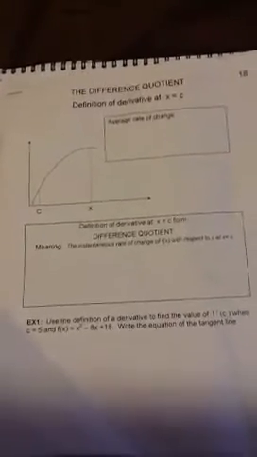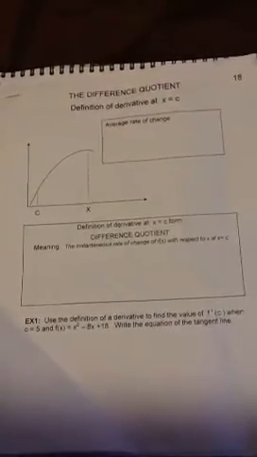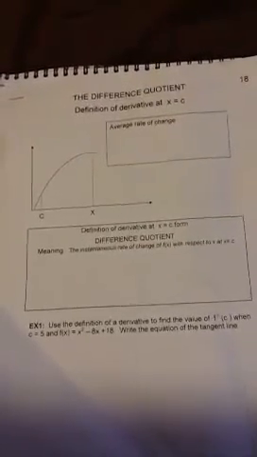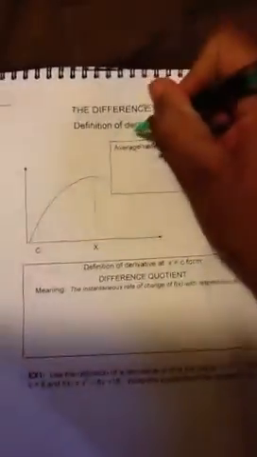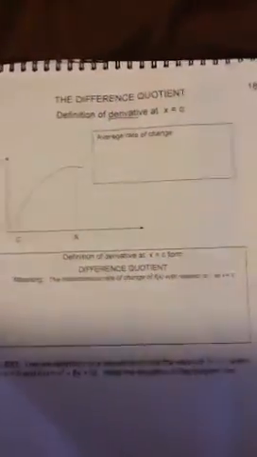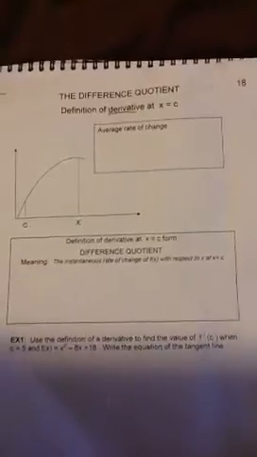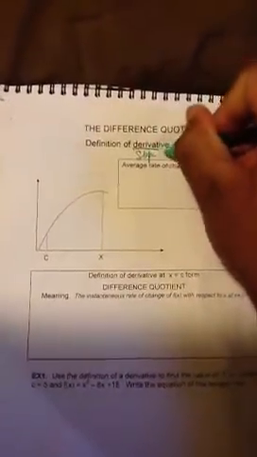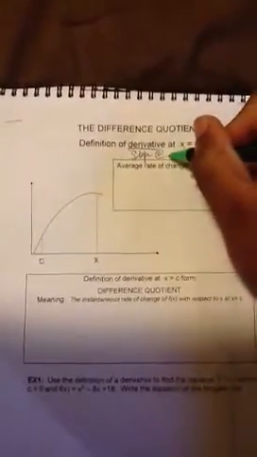All right, we're going to talk about T number 18, and that's the difference quotient. And remember, we talked about the word derivative in class yesterday. And derivative basically just means the slope at one point.